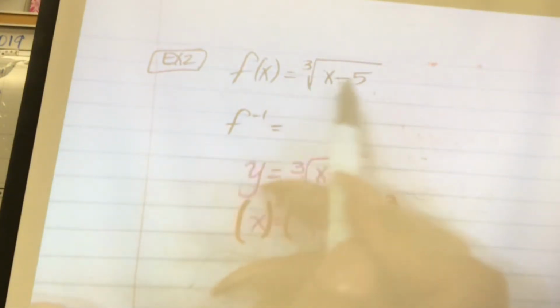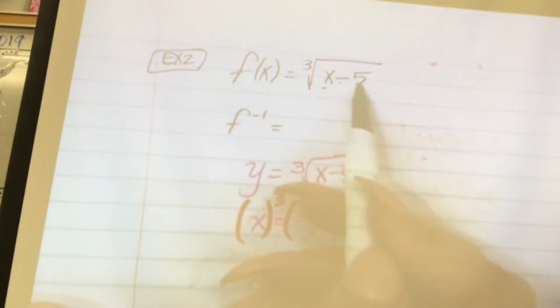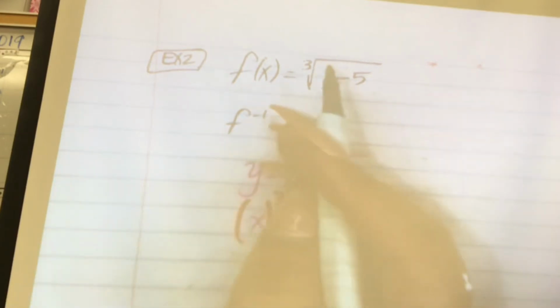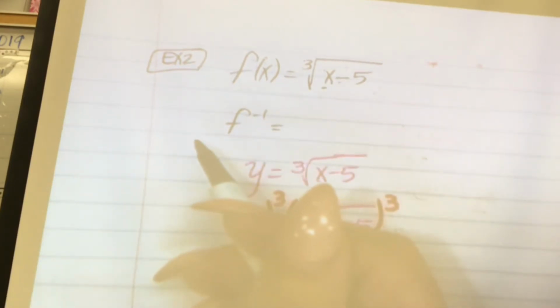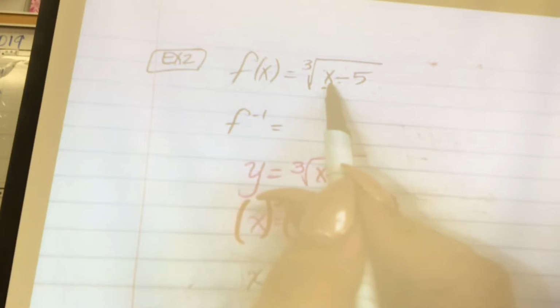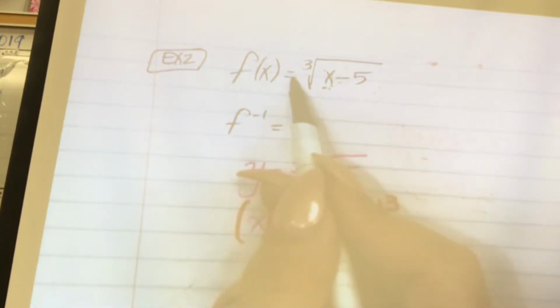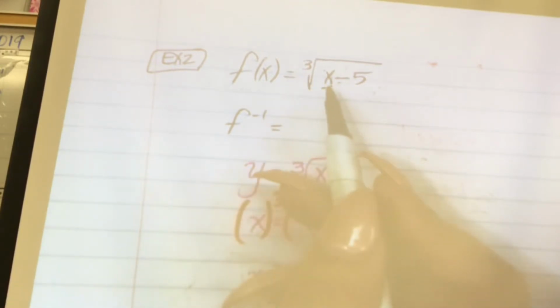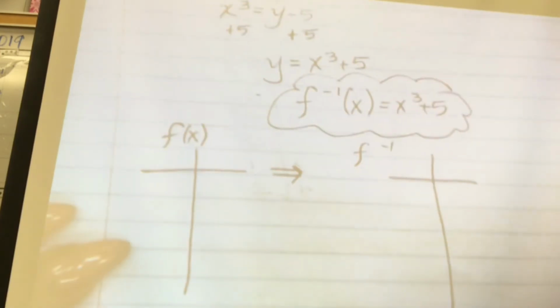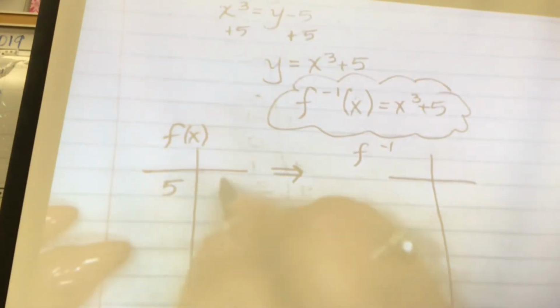What are you talking about, Miss Riad? These numbers right here, I'm not going to plug in 0. 0 minus 5 is negative 5, and the cube root of that I don't want to deal with. So I want to be smart about the numbers I pick. I'll pick 5. 5 is good because 5 minus 5 is 0, and the cube root of 0 is 0. So I'm going to pick 5, and I'm going to get 0.